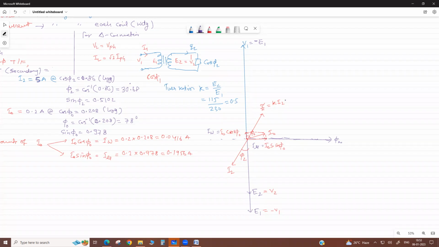0.5, then this current will be, hello? This current becomes 2.5. 5 into load current is 5, correct? 2.5 ampere, it becomes half.